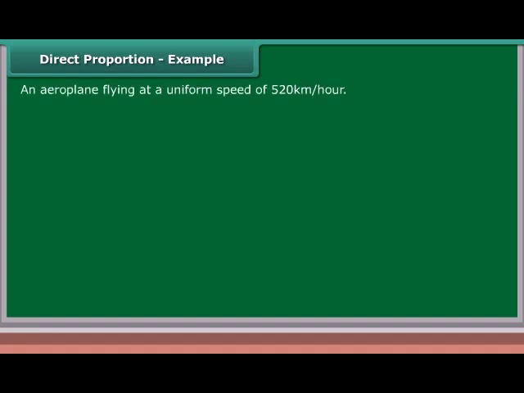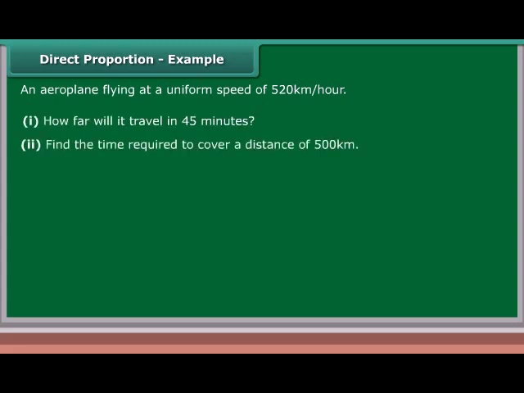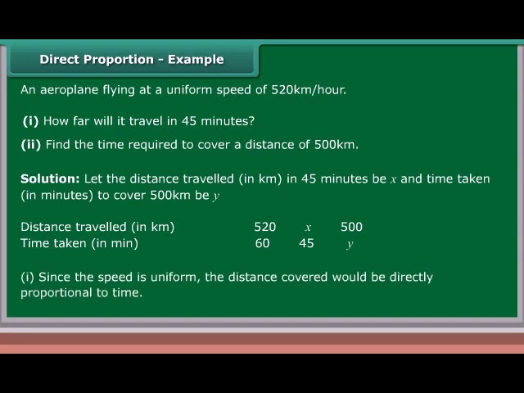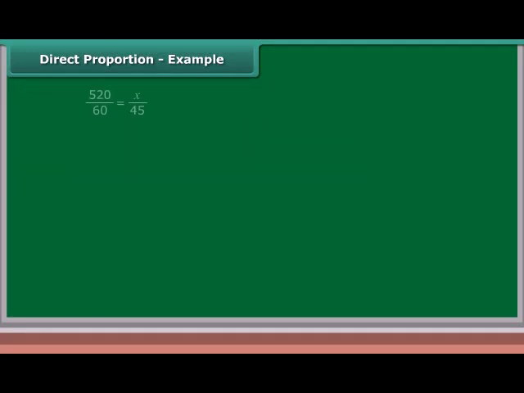Example: an airplane flying at a uniform speed of 520 kilometers per hour. How far will it travel in 45 minutes? Also find the time required to cover a distance of 500 kilometers. Solution: let the distance traveled in kilometers in 45 minutes be x and the time taken in minutes to cover 500 kilometers be y. Since the speed is uniform, the distance covered would be directly proportional to time.